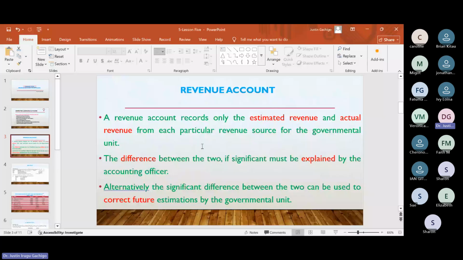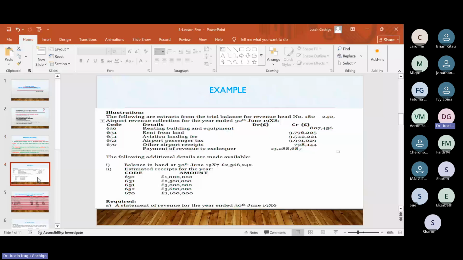Then the other concept is that the difference between the estimated and the actual is normally explained by the accountant. But in some circumstances, instead of the accountant explaining, that amount is collected in the future, as estimated by the government unit. The most important thing is to know how to do this practically. Now, we have this example here.